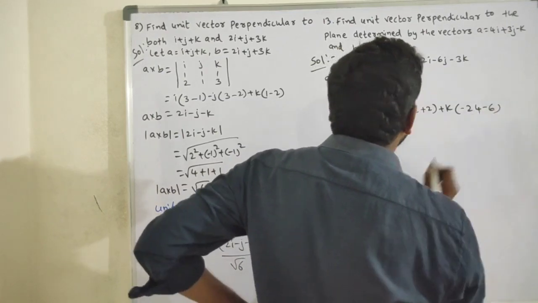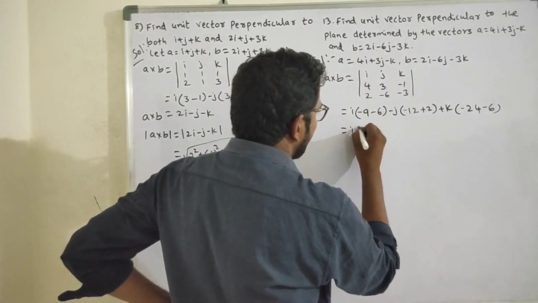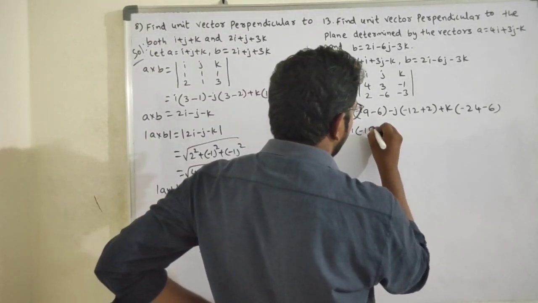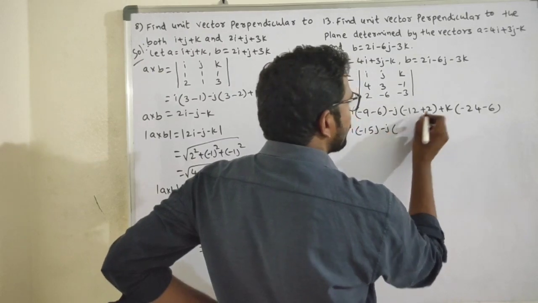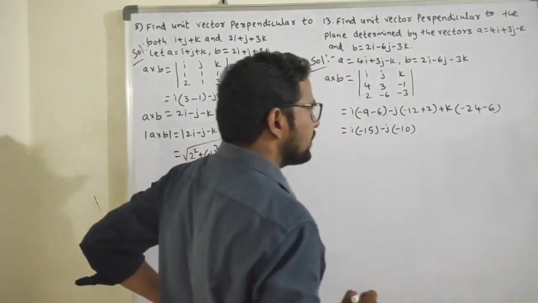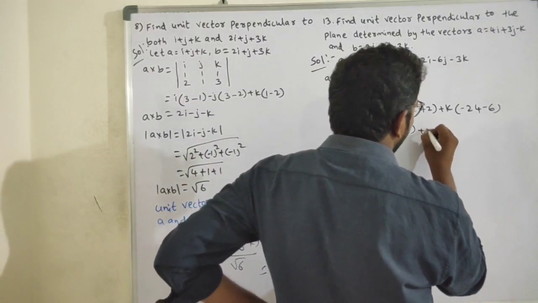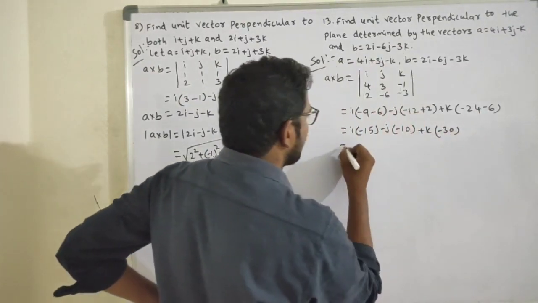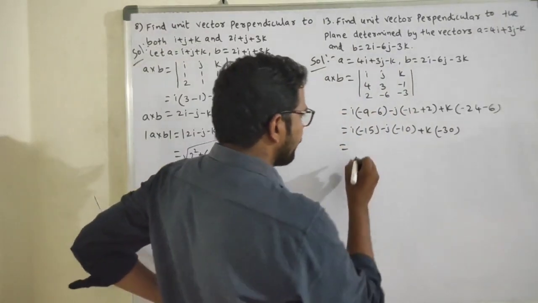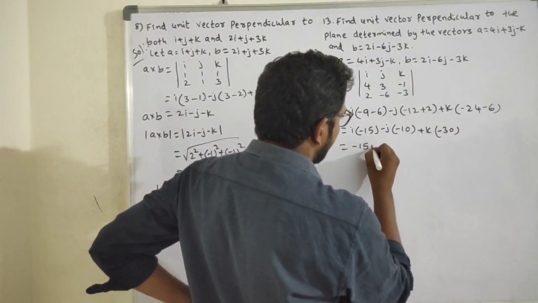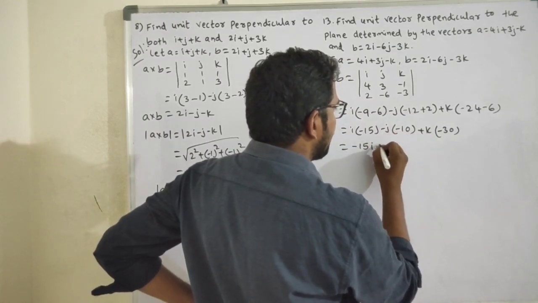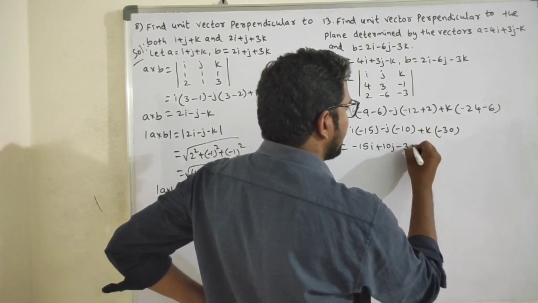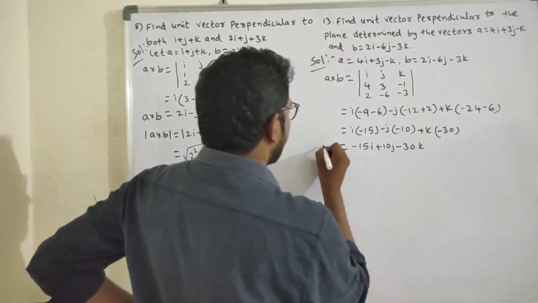So this is equal to i into minus 9 minus 6, minus 15, so minus 15i, minus j into minus 12 plus 2, minus 10, so plus 10j, plus k into minus 24 minus 6, minus 30, so minus 30k. So A cross B is minus 15i plus 10j minus 30k. This is the A cross B value.